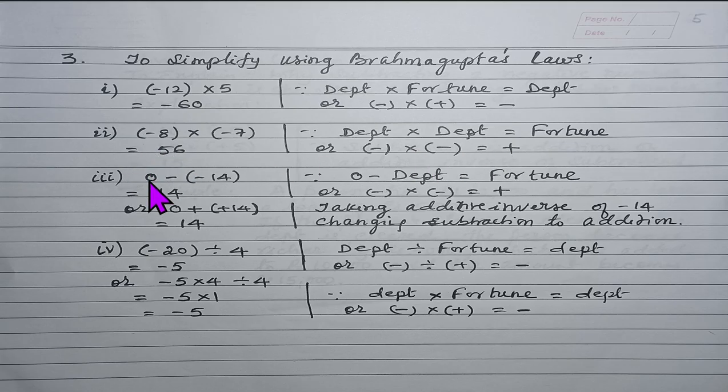Now 0 minus of minus 14, that means it is 0 minus debt. Minus 14 is debt here, and that is fortune, and therefore it is 14. Or minus into minus is plus, or taking additive inverse and changing the minus sign to plus, we can take the additive inverse of minus 14, that is plus 14. So 0 plus 14 is 14. So there are 3 different ways of explaining this. One with the help of Brahmagupta's laws, then applying the sign rule of multiplication, and also using additive inverse, changing the subtraction to addition. We can change minus 14 to plus 14.